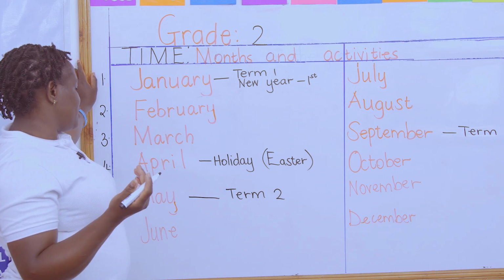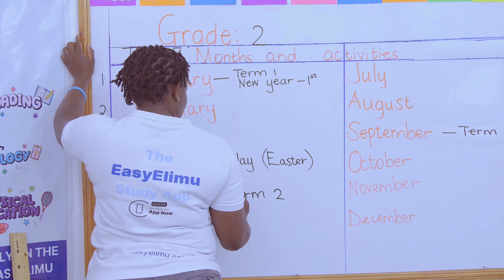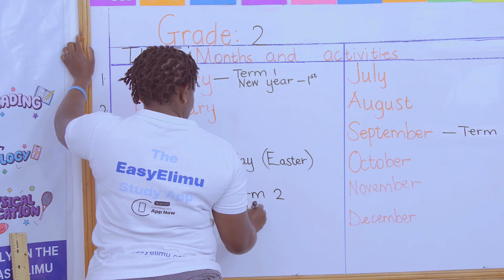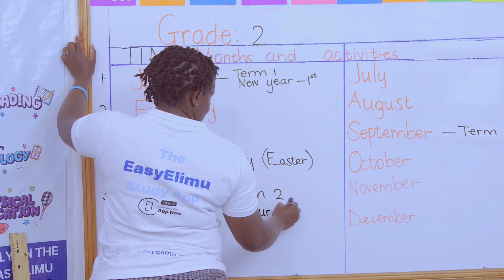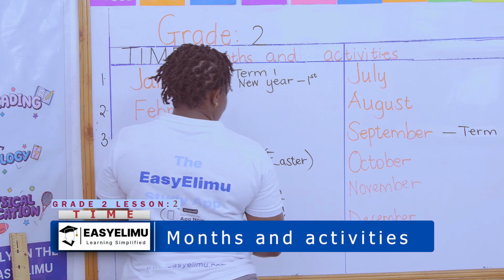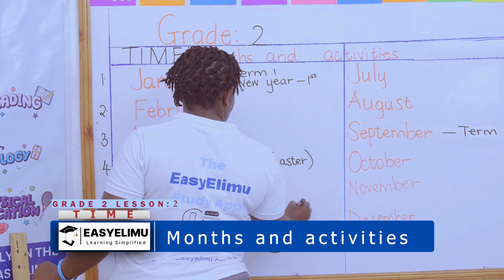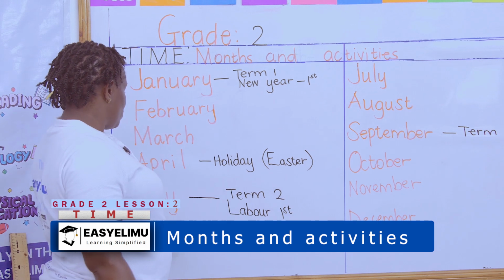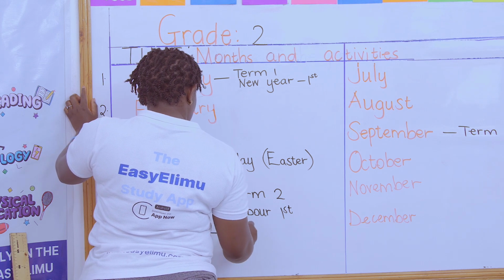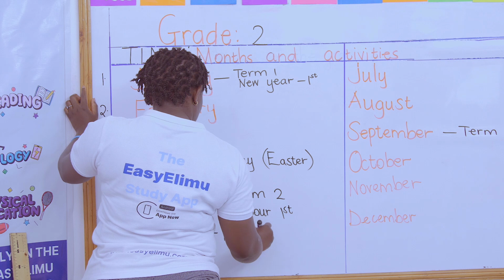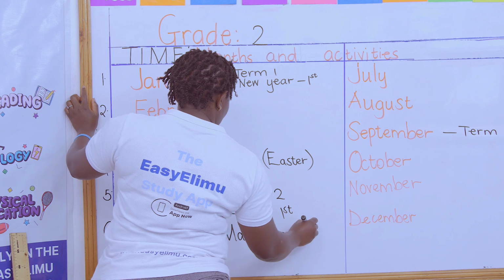Then we go to May. May, we have a holiday. 1st May, there is always a holiday called Labor Day. This Labor Day is the time when we are celebrating. That is 1st May, we celebrate Labor Day when we are celebrating what? Day for people who are working. June, we still have a holiday, and that holiday is called Madaraka Day. Madaraka Day is a holiday that is celebrated on 1st June.